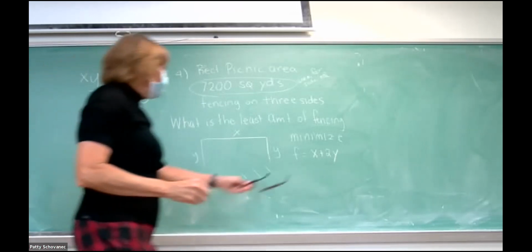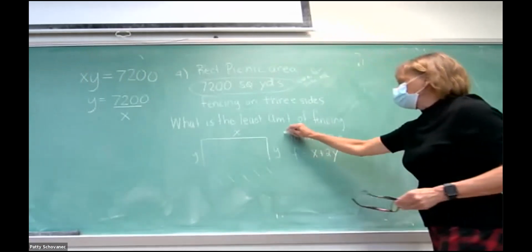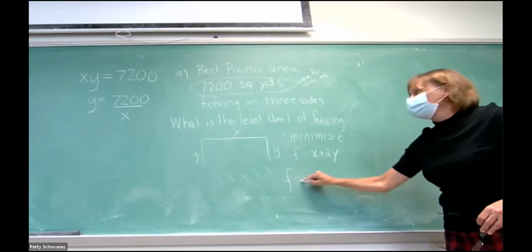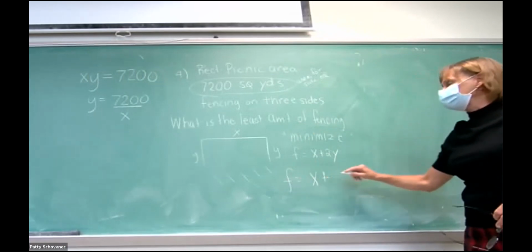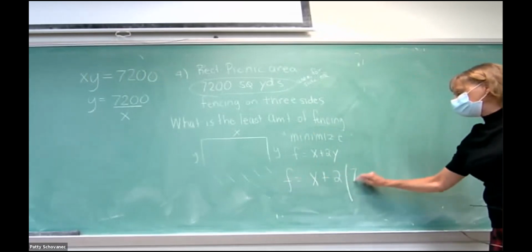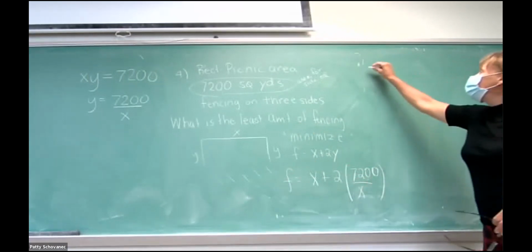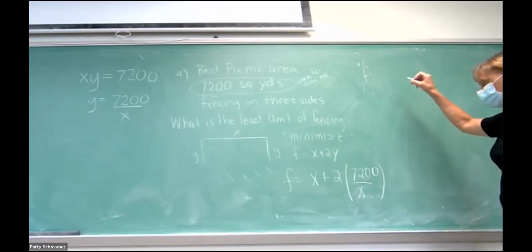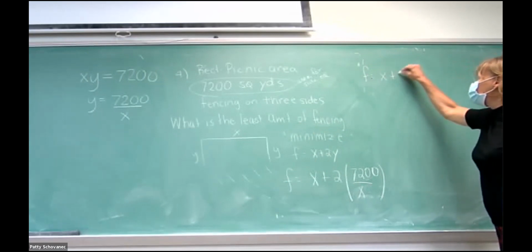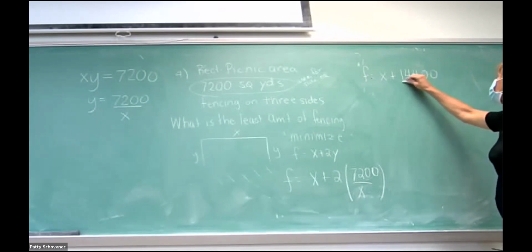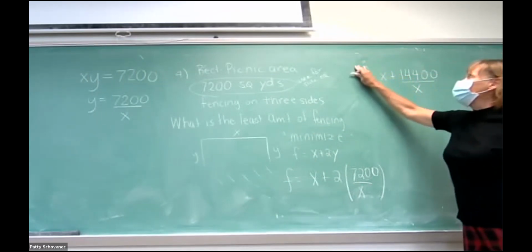All right, so we'll put that in where the Y is. This is our objective function. That's why I stated it in words. So now my fencing is X plus 2 times 7,200 over X. 2 times 72 is 144, with 2 zeros on it. That's what we're going to take the derivative of.